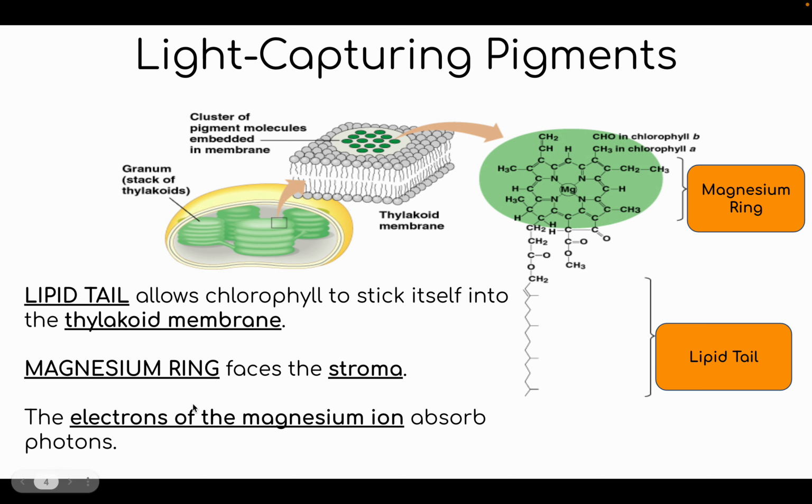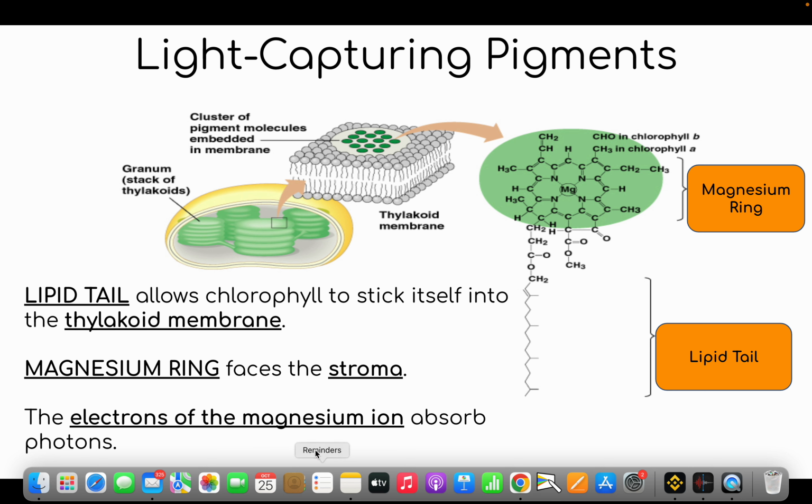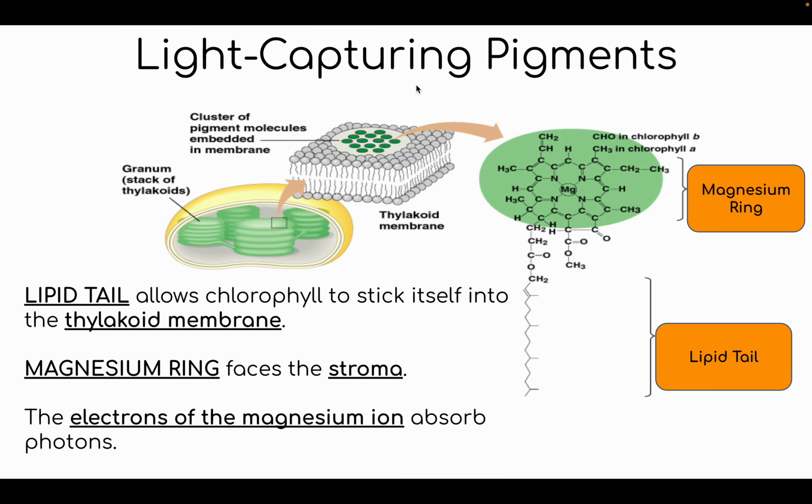And those electrons, the electrons of the magnesium that belong to the magnesium atom, they absorb photons, and they actually jump off of that magnesium and down something called the electron transport chain. So this is really responsible for the flow of electrons. There's a lot happening here in this magnesium that are really important for the process of the light-dependent reactions, especially the electron transport chain.